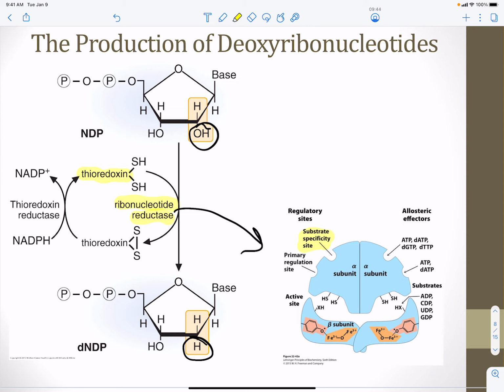Now, one of the other things about this, going back to thioredoxin, thioredoxin is going to require NADPH for a reducing agent. And you're going to have thioredoxin reductase, which is going to take a thioredoxin with two sulfur groups and make a thioredoxin, reducing those sulfur groups. And so ribonucleotide reductase requires that substrate in order to remove the oxygen from ribose to make deoxyribose.